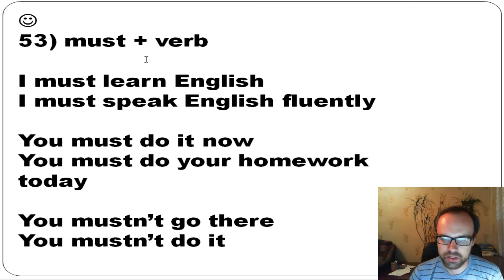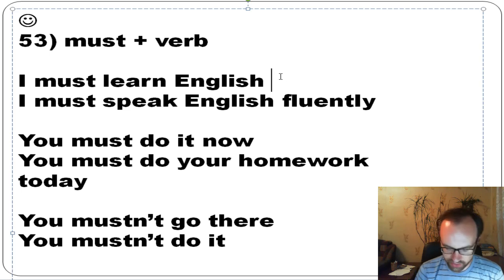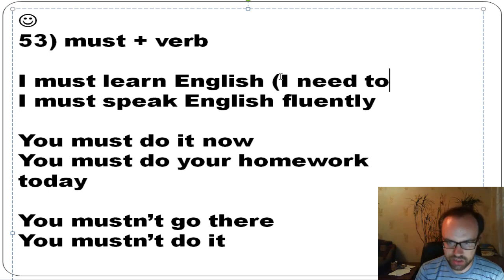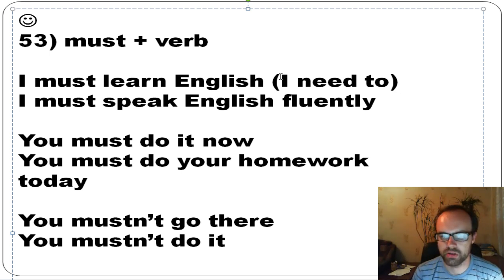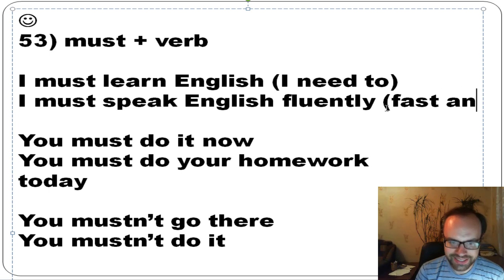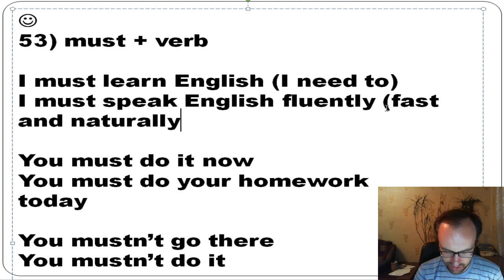Well, next, must plus verb. I must learn English. Or we often say I need to learn English. I must speak English fluently. Fluently means fast and naturally. Okay, so you must do it now. You must do your homework today. You mustn't go there. You mustn't do it.